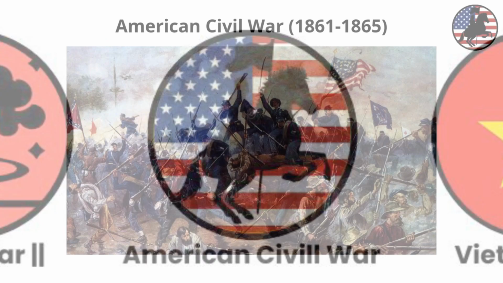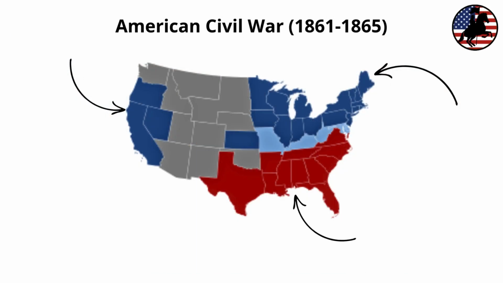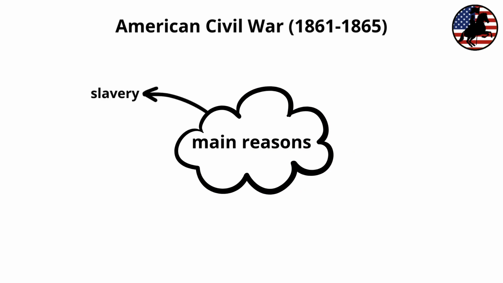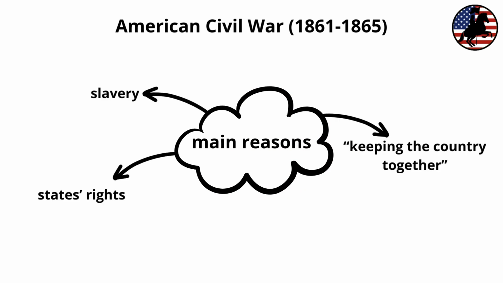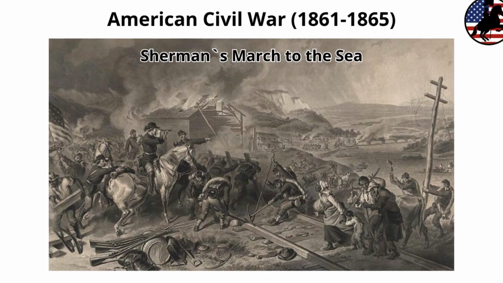American Civil War. The American Civil War took place between the northern states and the southern states. It was primarily fought over issues of slavery, states' rights, and the preservation of the Union. Major events included the Battle of Gettysburg and Sherman's March to the Sea.